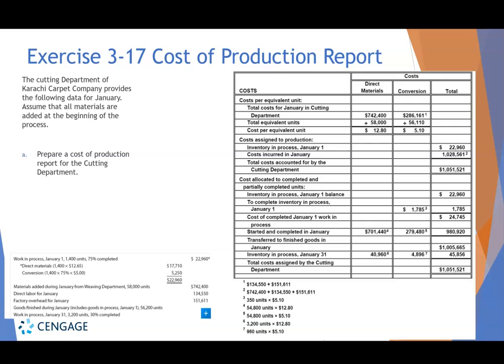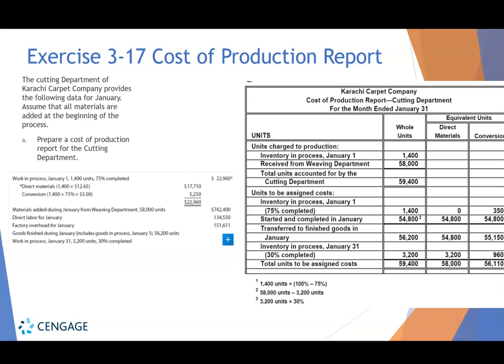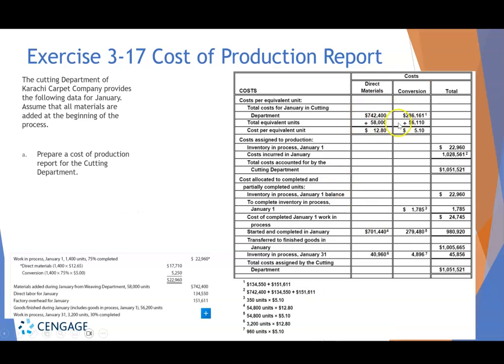So now we show the direct materials that came in during the period of 742,400. We show our conversion costs, the direct labor and the factory overhead. And we take our equivalent units from the previous page. The 56,110 are the conversion equivalent units, the direct material equivalent units, 58,000. See how we're dividing those by the cost to come up with cost per equivalent unit, 12.80 for direct materials, 5.10 for conversion. Okay?